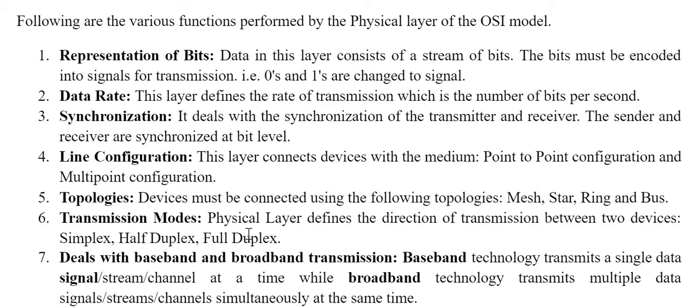Next is data rate. This layer also defines the rate at which the bits travel, that is bits per second. In 1 second, how many bits are transmitted? It is represented in the form of data rate. Next is synchronization. It also deals with synchronization of transmitter and receiver, whether the receiver is ready for the reception of bits or not. So they are synchronized at bit level in the physical layer.